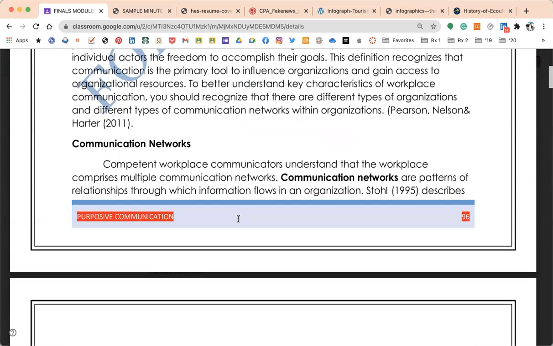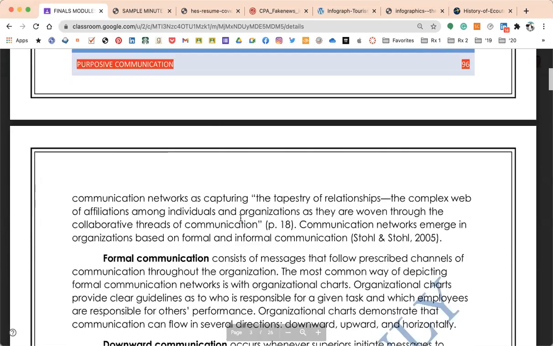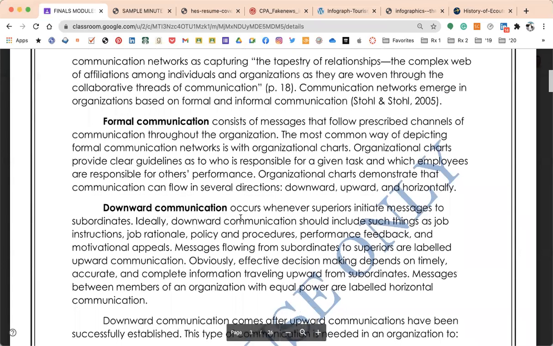Ayan. So, for communication networks, these are patterns of relationships through which information flows in an organization. Ito yung SOP, paano nagfo-flow yung communication. Now, here are some communication networks. The first one is, some key terms: formal communication. Of course, messages that flow through prescribed channels of communication in the organization. So the most common way is the organizational chart.